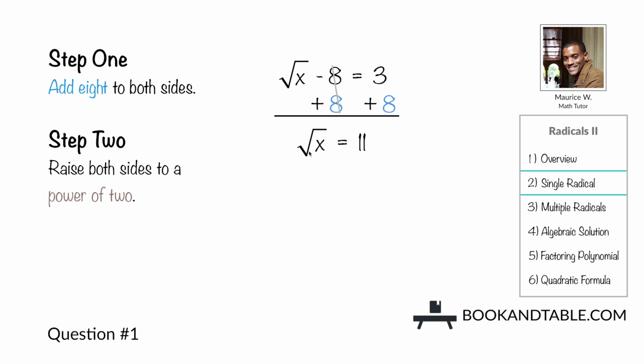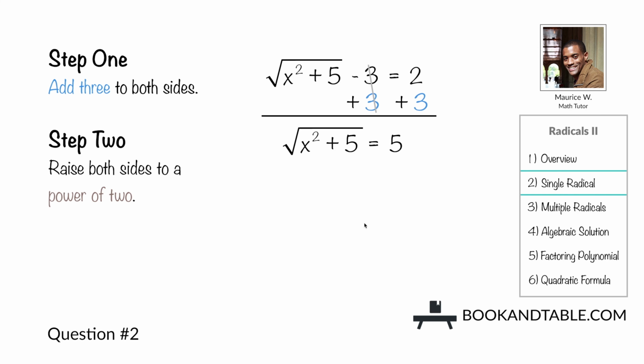Step 2, raise both sides to a power of 2. Since our index is 2, when we raise both sides to a power of 2, that negates that radical sign, leaving you with just x on the left side. 11 squared would be equal to 121. So once you remove the radical sign from this equation, you're left with x is equal to 121. All right, we'll discuss how to check your answer later on in the video, but for now, we're just discussing how to remove the radical sign.